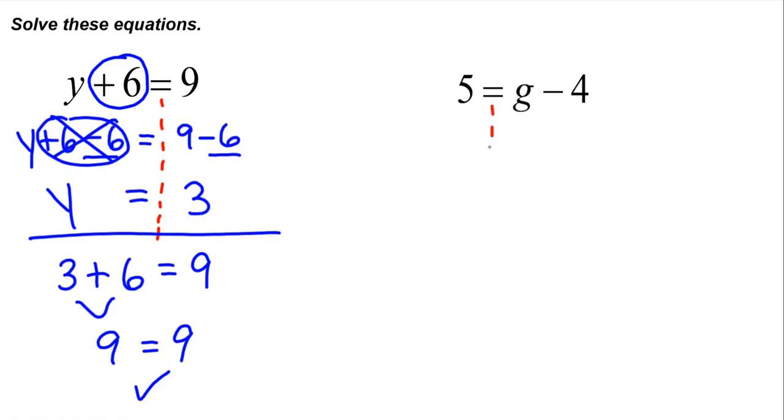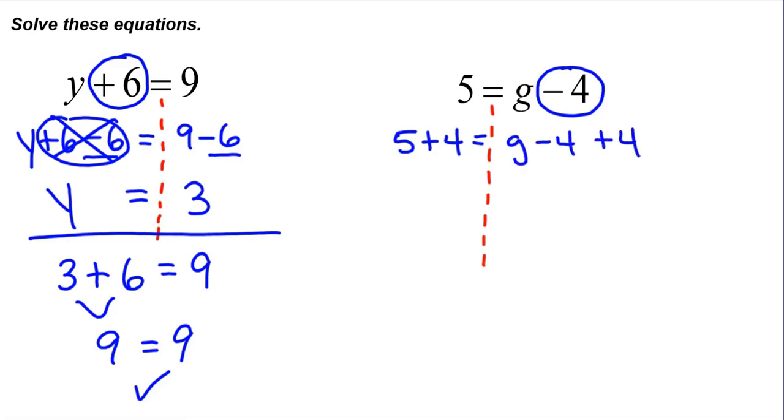So again, I'm going to solve this equation here, 5 equals g minus 4. I'm going to cut my equation into its two sides. Now I'm focused on the side that has the variable g. g minus 4. I'm taking 4 away from g, but I want to undo this. I want to get rid of this term that is with the g. So what's the opposite of subtracting 4? That would be adding 4. So what I'm going to do is add 4. 5 plus 4 is equal to g minus 4 plus 4. I'm going to add 4 to both sides of this equation.